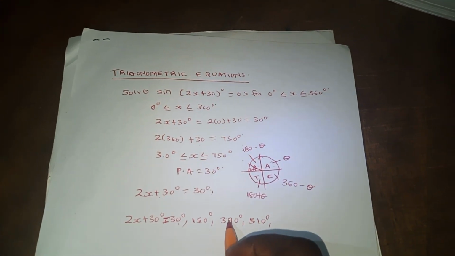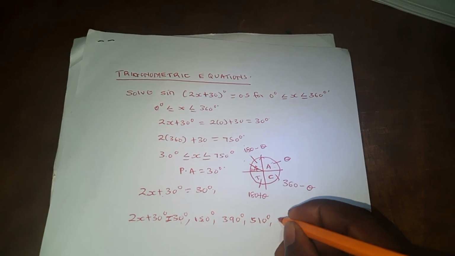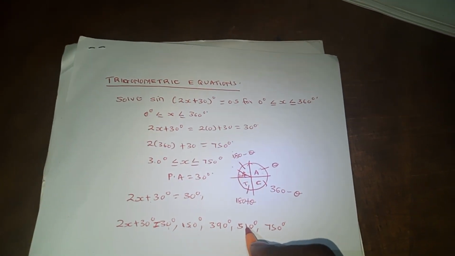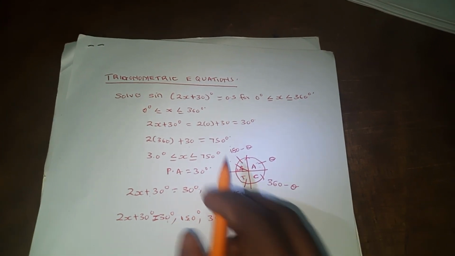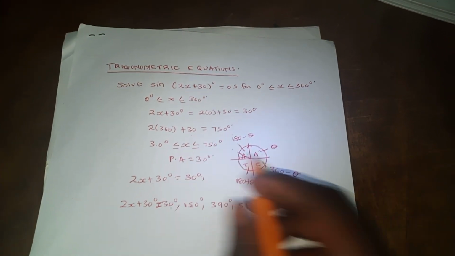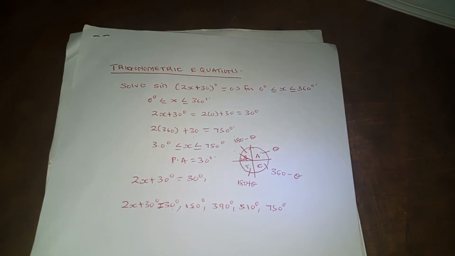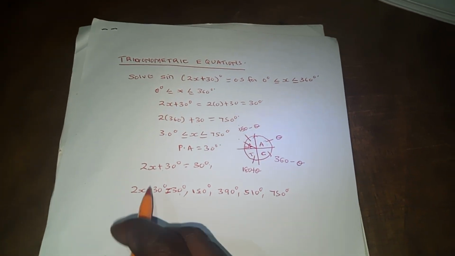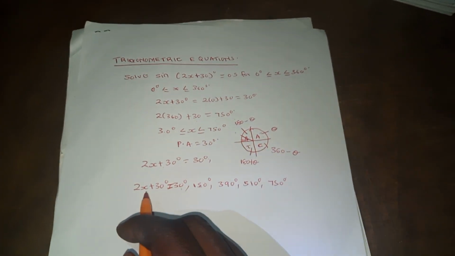So it will be 390 plus 360. This one gives me 750 degrees. If I take 510 plus 360 degrees, it will surpass the 750 degrees that is here. So I don't have to continue adding the angles. You now begin finding the angles, each one equated to this equation here.